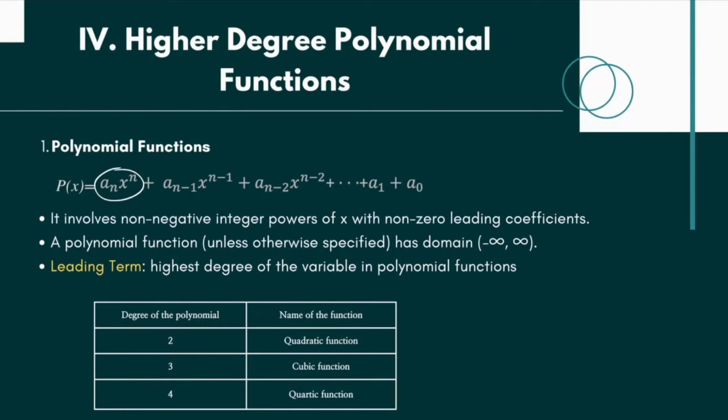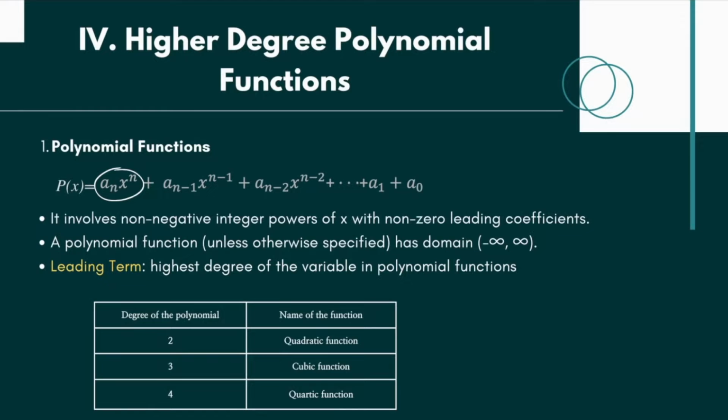Starting off with a definition of a polynomial function, polynomial functions involve non-negative integer powers of x with a non-zero leading coefficient. So in p of x as expressed here, a of n will have to be non-zero. A polynomial function has a domain from negative infinity to infinity, unless otherwise specified. And the leading term of a polynomial function denotes the highest degree of the variable in a polynomial function.